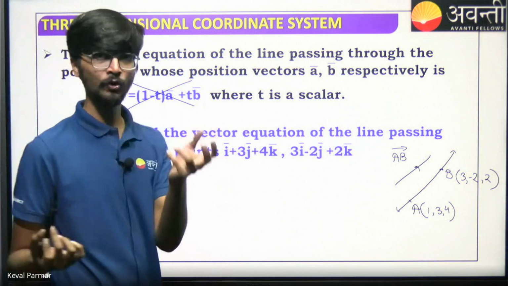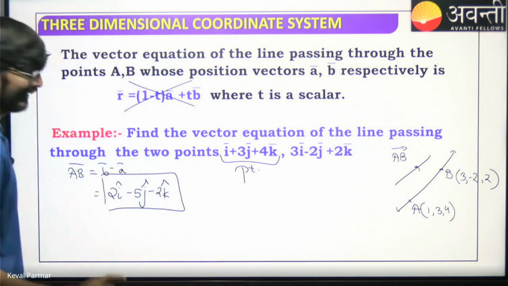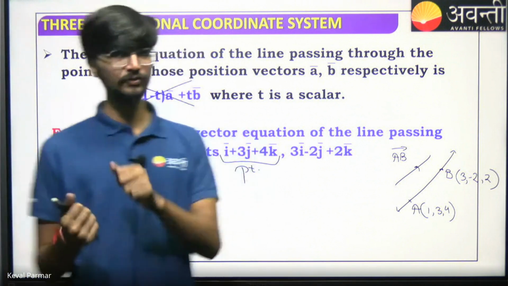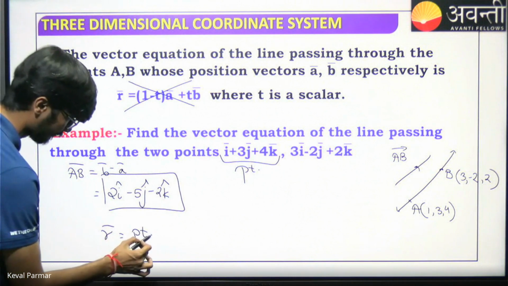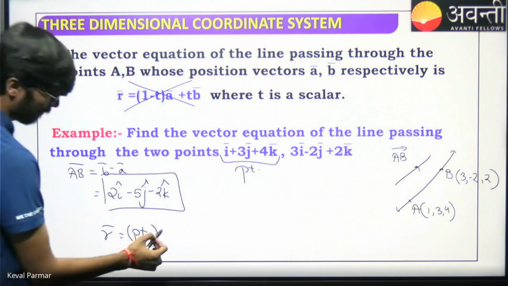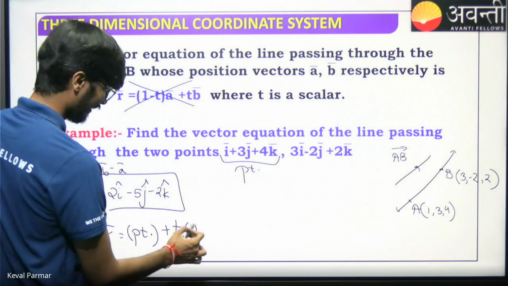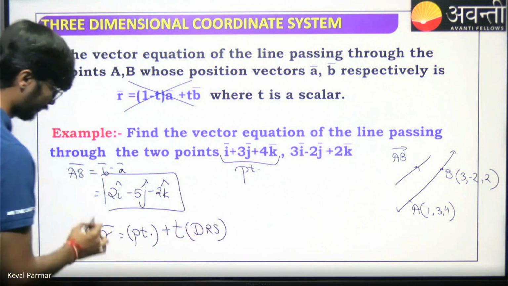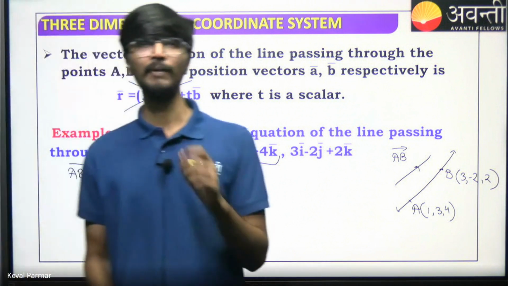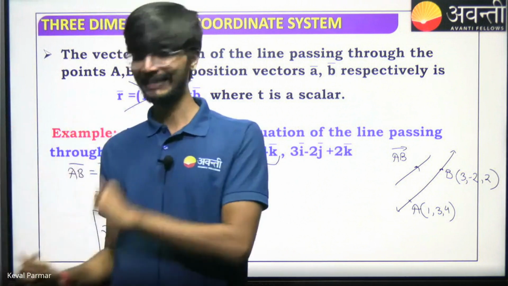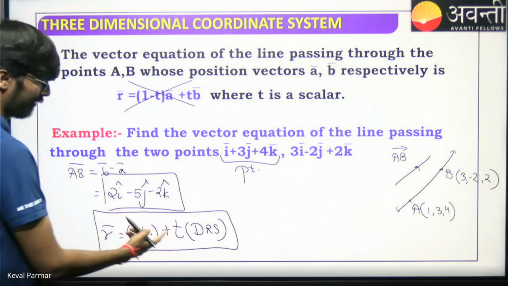And whichever point you want to take, let's say I take this point. This is the point. So if you remember, let me write the equation in a more generalized way, which is r vector is equal to point plus t times DRs. Please remember this is a vector form. So point and DRs must be in terms of i, j and k. So here this is the more generalized form. r equals point plus t into DRs.